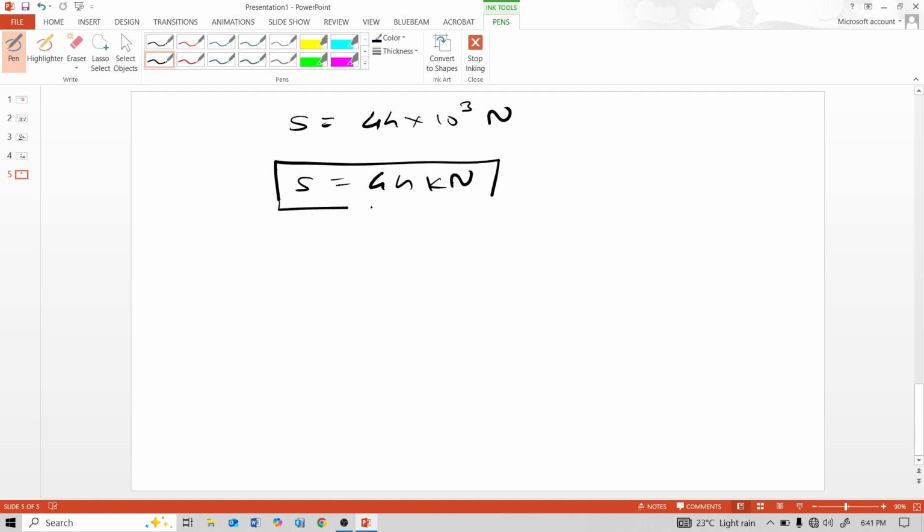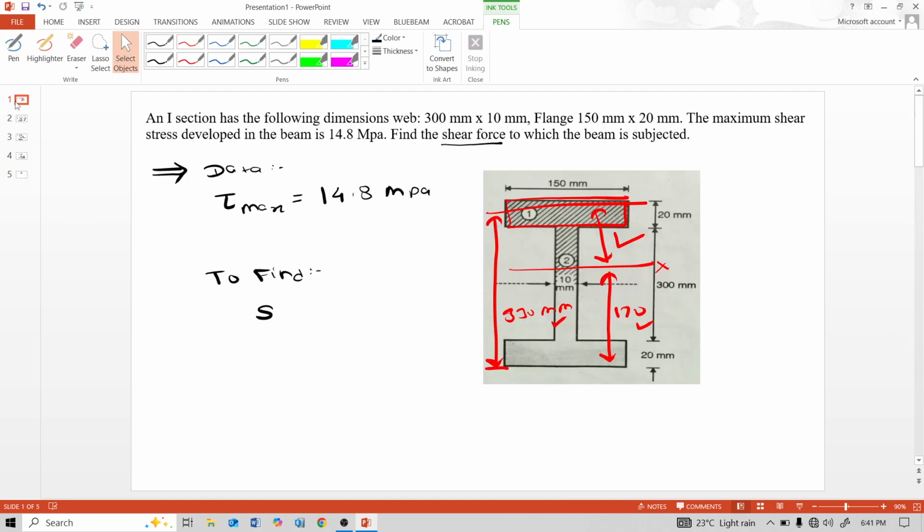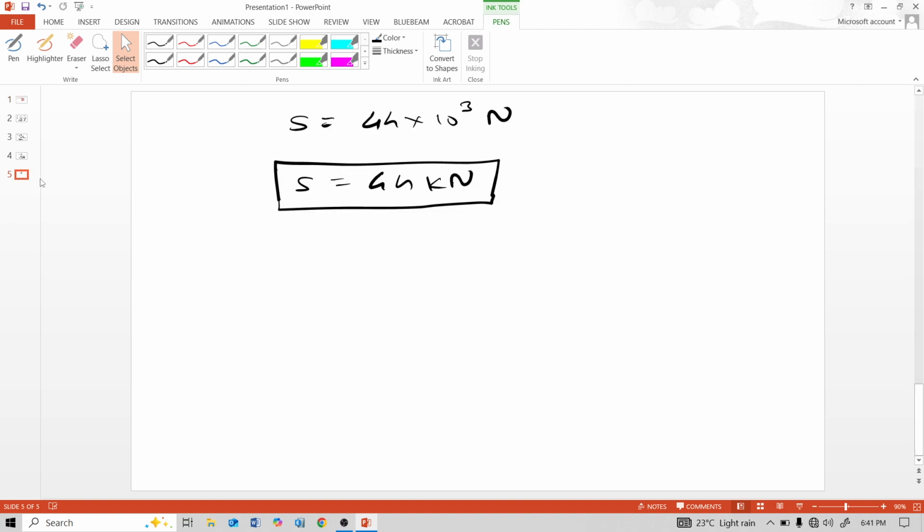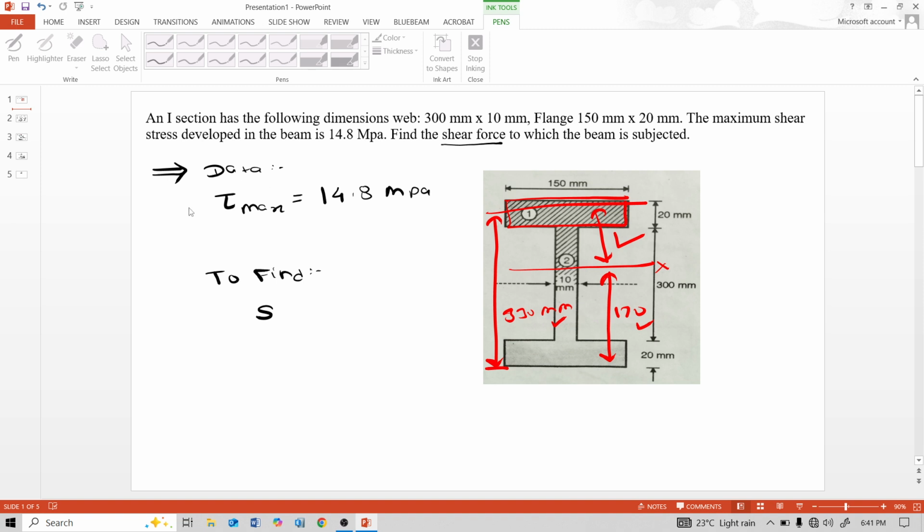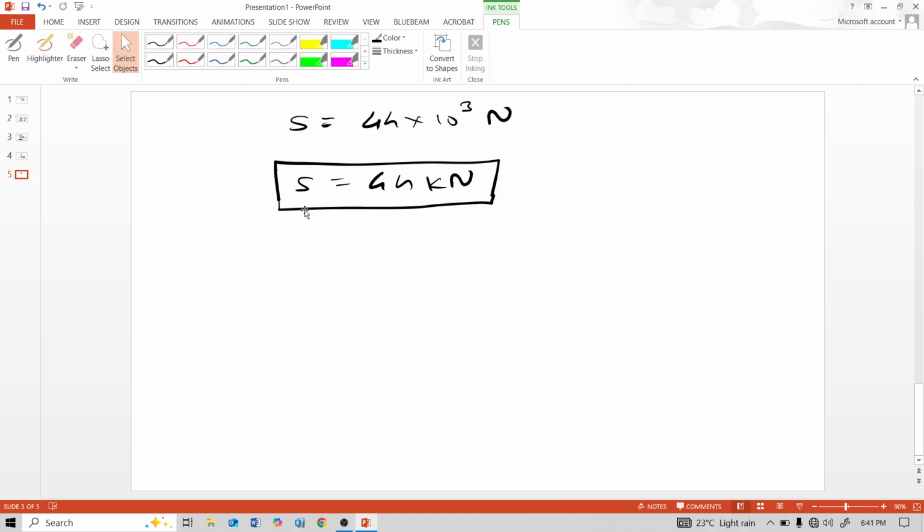So we calculate the shear force as 44 kilonewton for a shear stress of 14.8 MPa for this cross section. With the help of only the maximum shear stress and the I section dimensions, we calculate this shear force as 44 kilonewton.